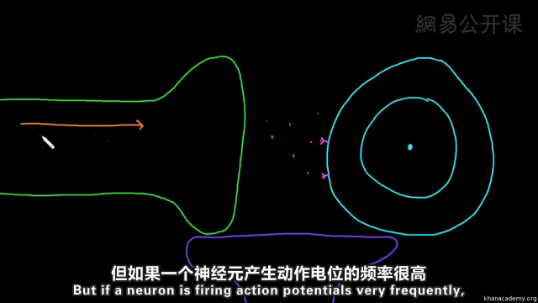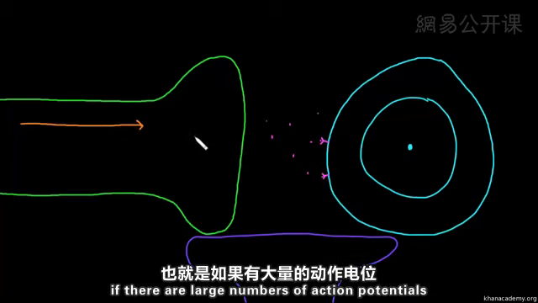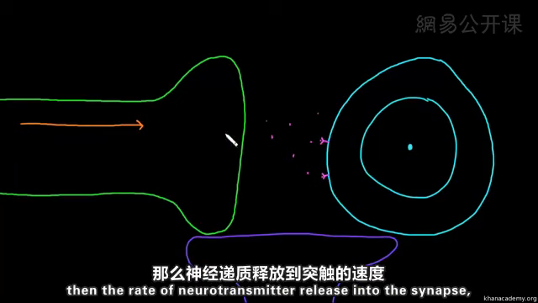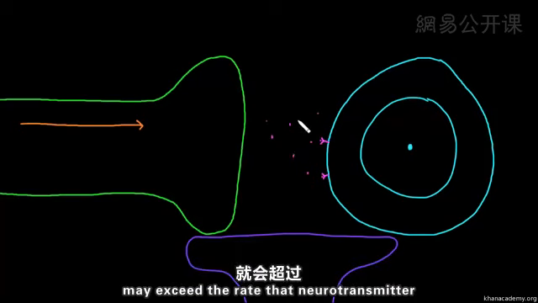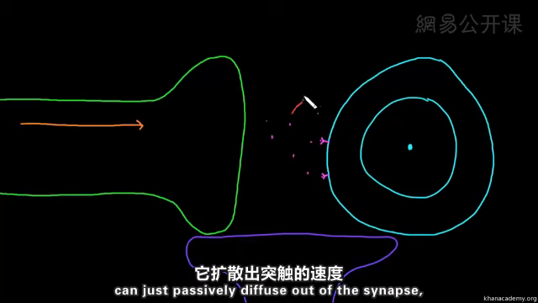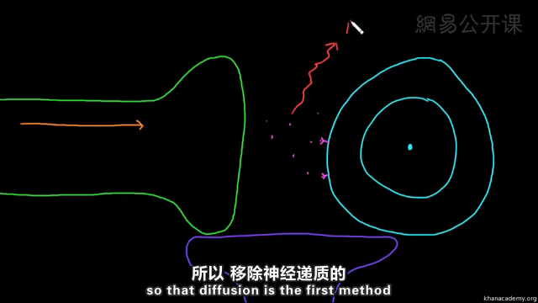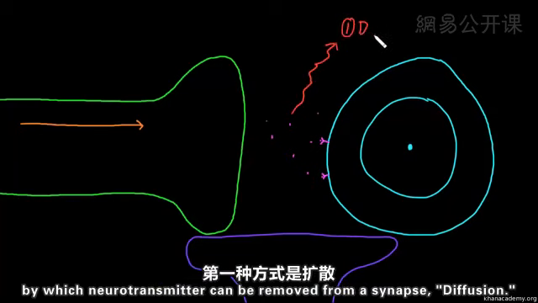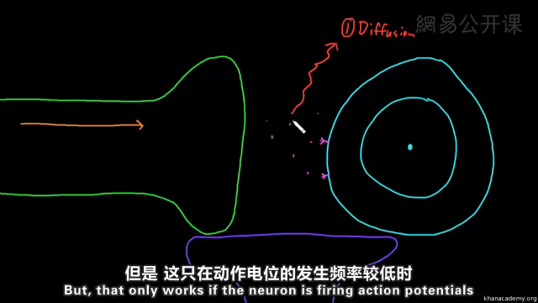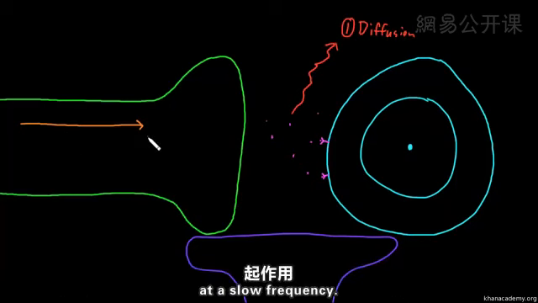But if a neuron is firing action potentials very frequently, if there are large numbers of action potentials reaching the axon terminal, then the rate of neurotransmitter release into the synapse may exceed the rate that neurotransmitter can just passively diffuse out of the synapse. So that diffusion is the first method by which neurotransmitter can be removed from a synapse, diffusion. But that only works if the neuron is firing action potentials at a slow frequency.